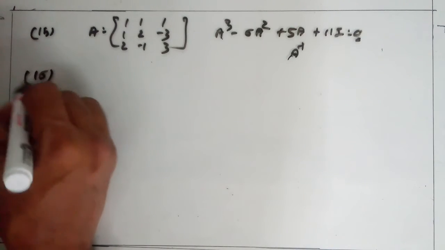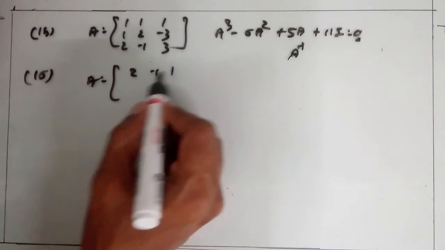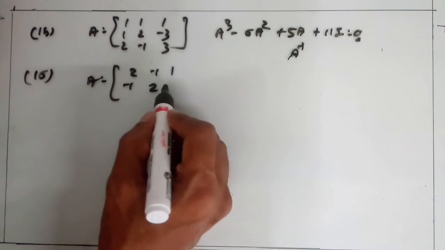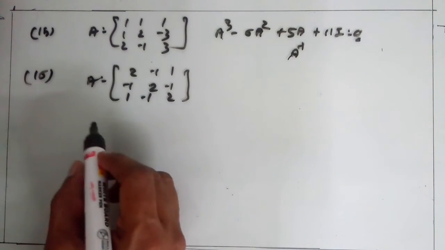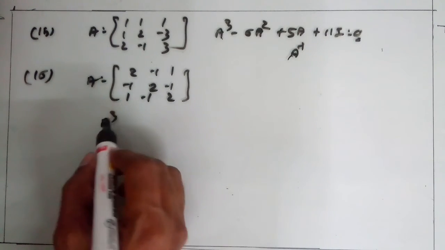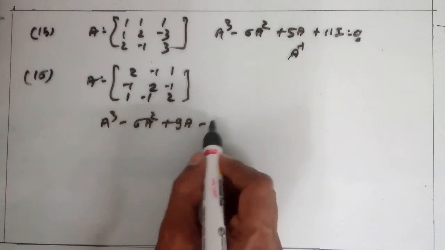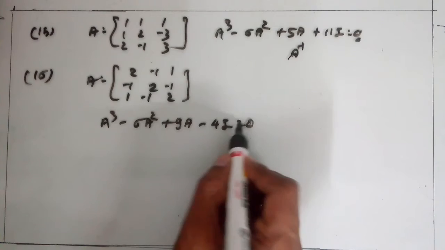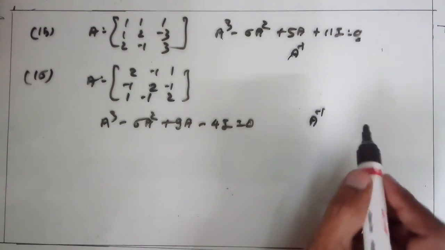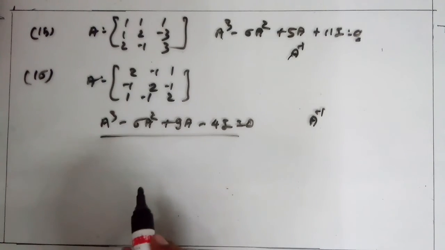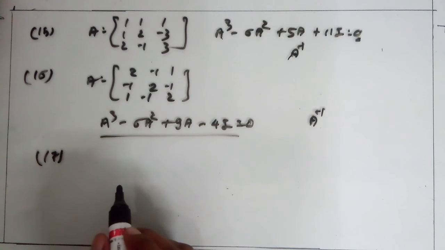Just try to solve this yourself. Question number 16 is also the same. Given a matrix A is equal to 2, minus 1, 1, minus 1, 2, minus 1, 1, minus 1, 2. Verify A cube minus 6A square plus 9 into A minus 4I is equal to 0, and hence find A inverse. You know how to verify this. Clear?